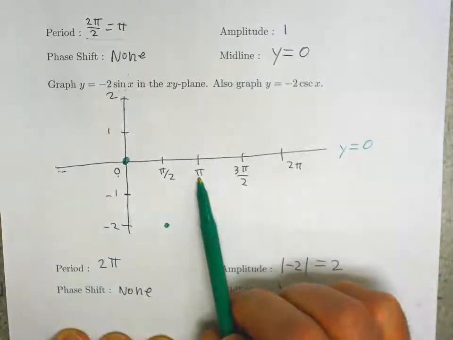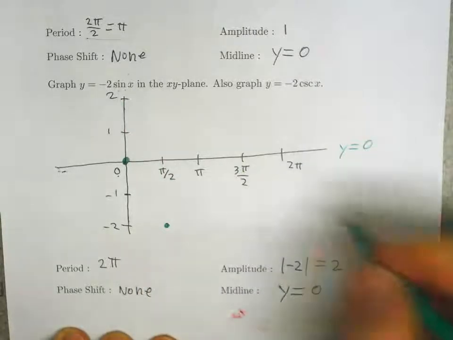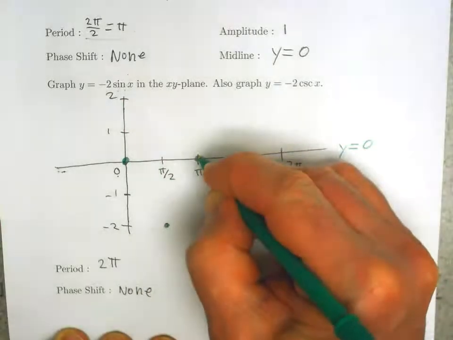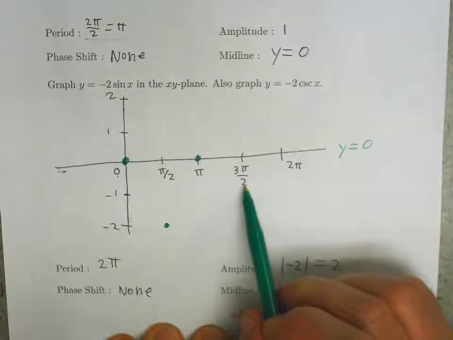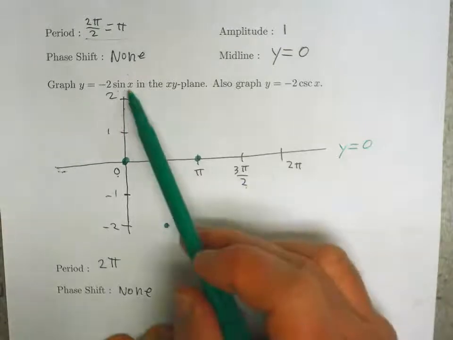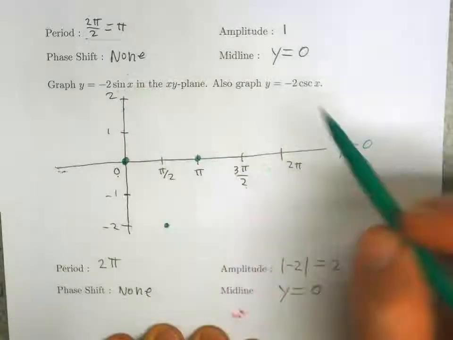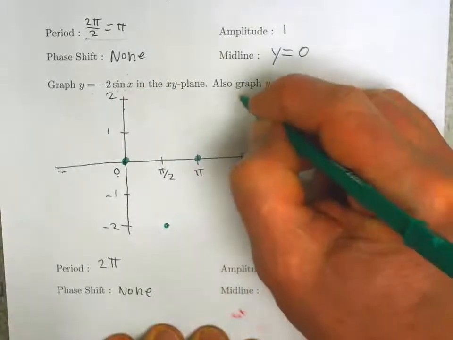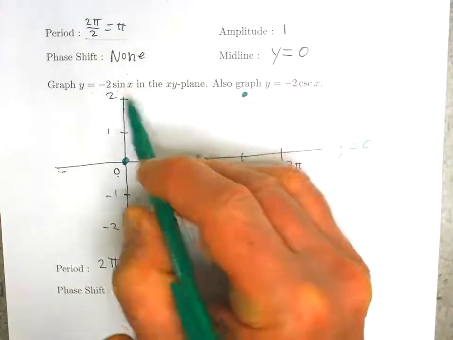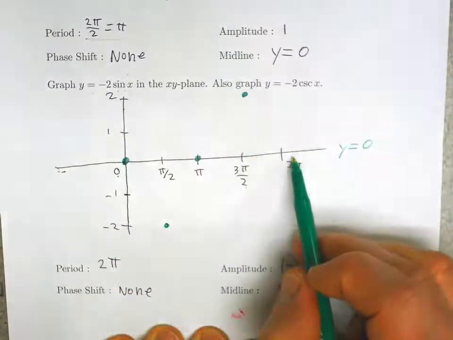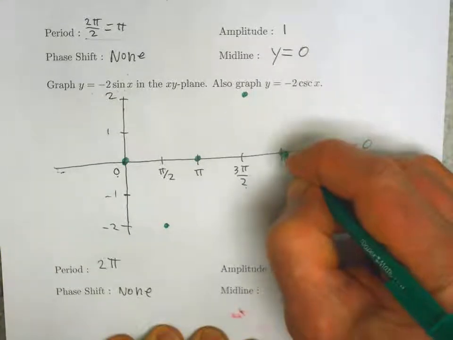When x is pi, sine of pi is 0, negative 2 times 0 is 0, so we have another point on the x-axis. When x is 3 pi over 2, sine of 3 pi over 2 is negative 1. Negative 2 times negative 1 is positive 2, so we're up here. The y-coordinate of that point is positive 2. And then finally, sine of 2 pi is 0, negative 2 times 0 is 0.